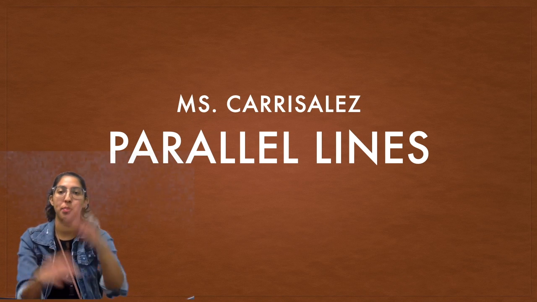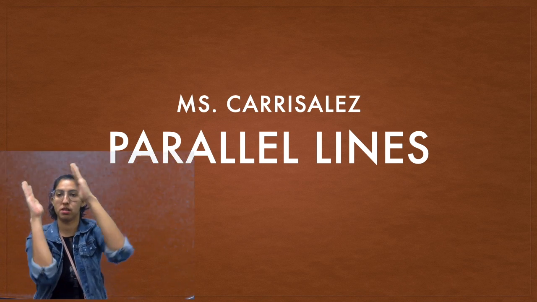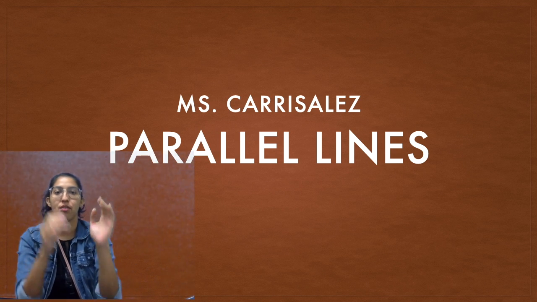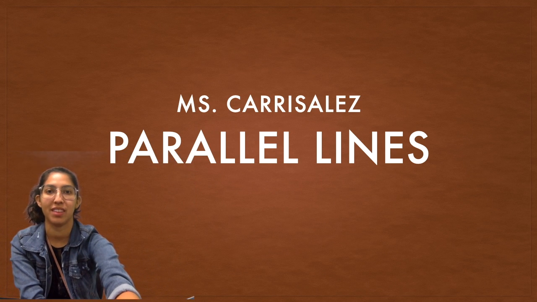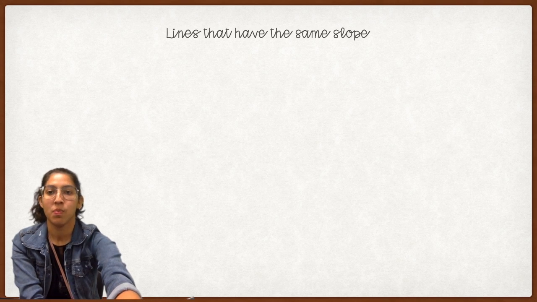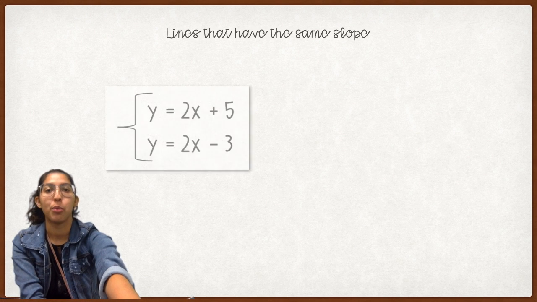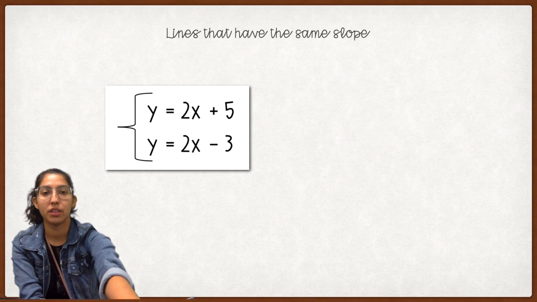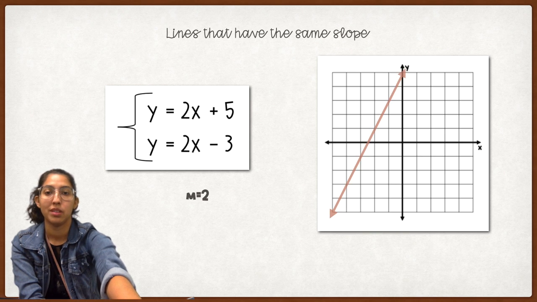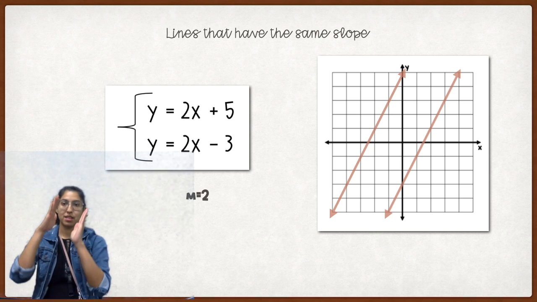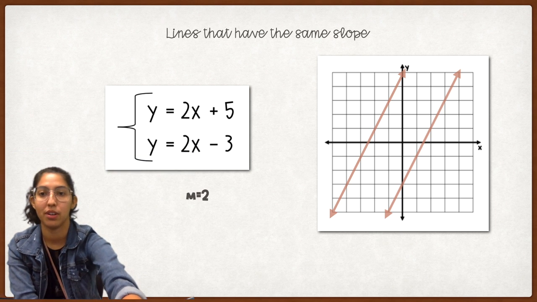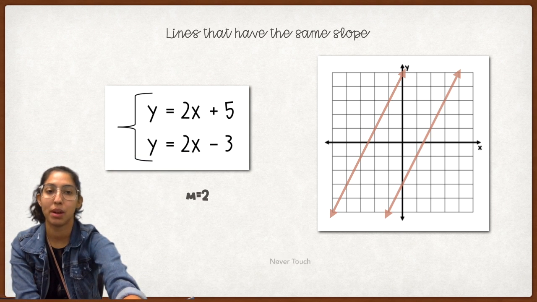Today we're going to talk about parallel lines, so lines that go on forever and never touch. That would be parallel lines. Lines that have the same slope. So if we look at these two equations, I see that my m is 2. So let's throw these on a graph. So I see that they're at the exact same angle and they will never meet. That's what makes them parallel. Never touch.